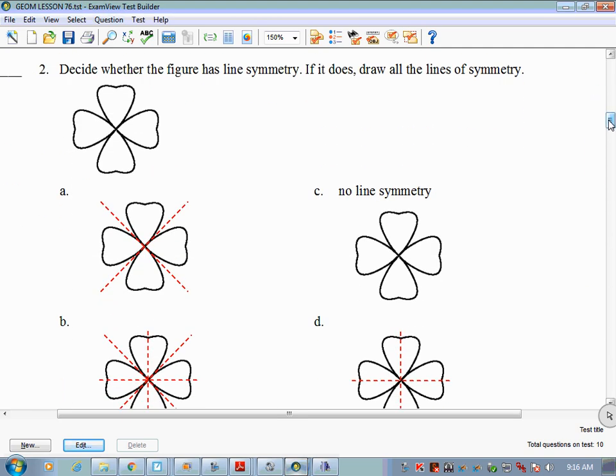We want to decide whether the figure has line symmetry. If it does, we want to draw all the lines of symmetry. Okay, does this look like pretty much like a regular figure? Like it's essentially kind of like a square, correct? All right, so would A work? If I draw this across, could I fold that across and it would map? And that means I could probably do this other one, right? So that works. C says no lines of symmetry, so we can throw that out.